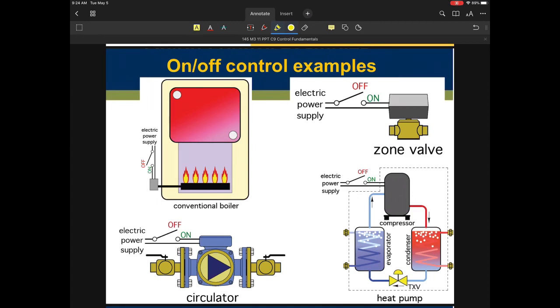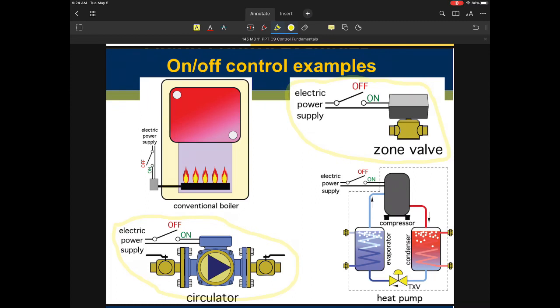All right, so what are some examples of on-off control? I just threw a couple of pictures up on here, and one example of an on-off control might be I'm going to turn the boiler on and off. I'm going to enable it. Maybe a thermostat has a demand or some controller, and then we basically power up maybe this zone valve. So we energize the zone valve to provide heating.